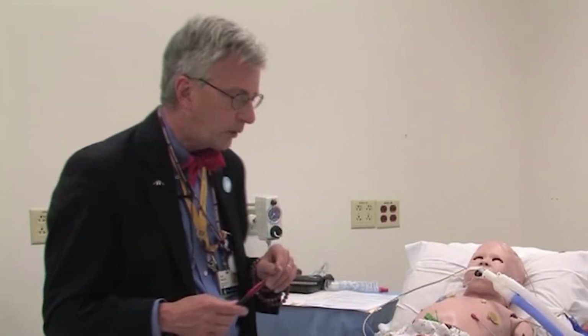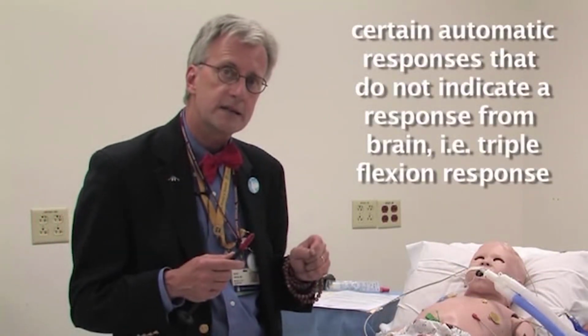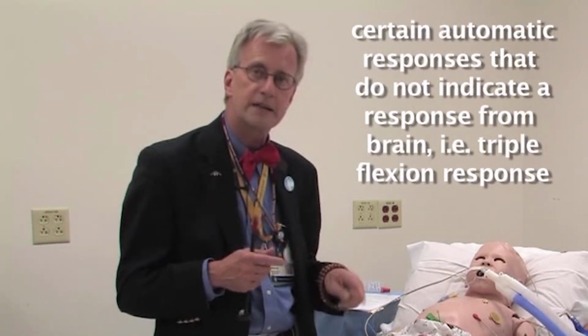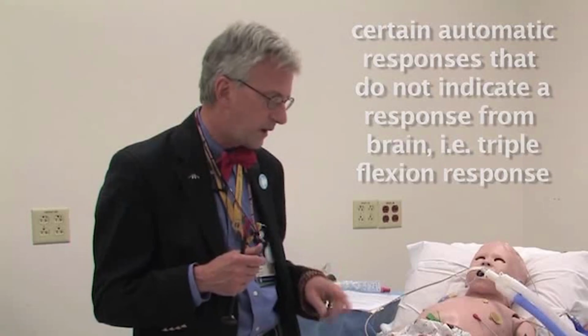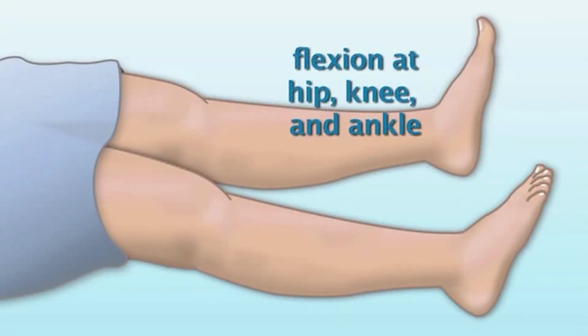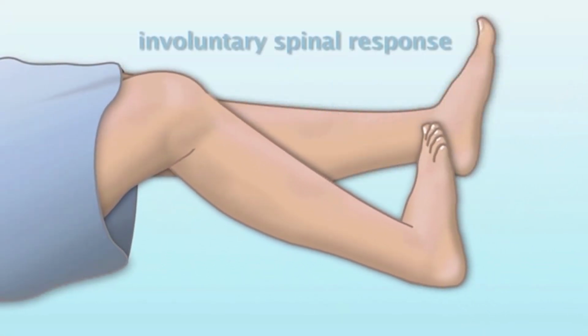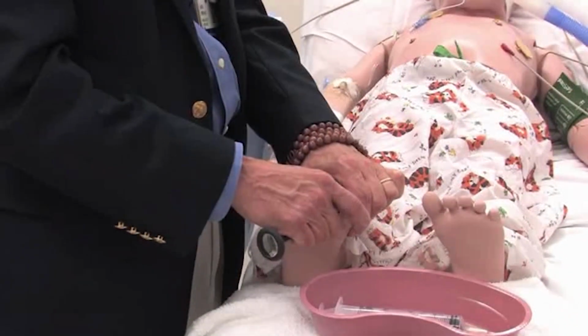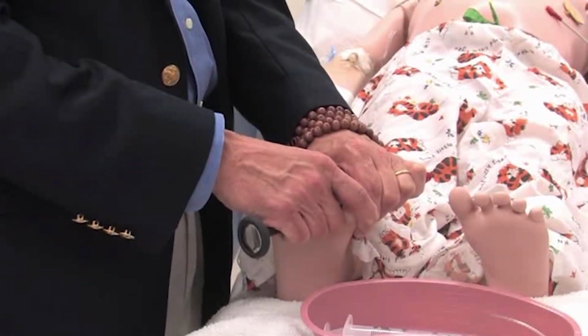It's important to remember, however, that there are certain automatic responses that don't constitute anything from the brain itself. For example, a so-called triple flexion response, flexion at hip, knee, and ankle, is an involuntary spinal response and doesn't constitute any kind of a meaningful response from the brain itself. And so in this instance, the first thing we would do is a moderately painful stimulus, for example, here at the toes. Any of a number of things can be used to generate a painful stimulus.